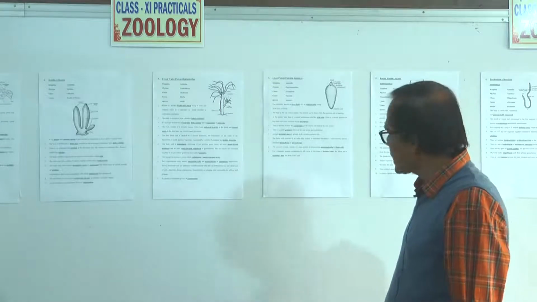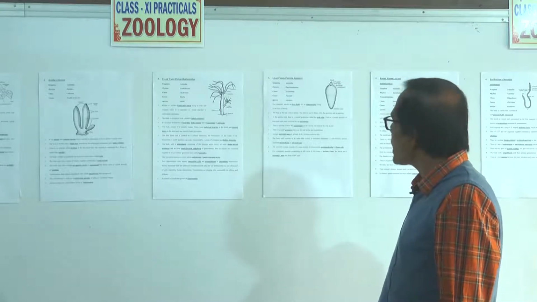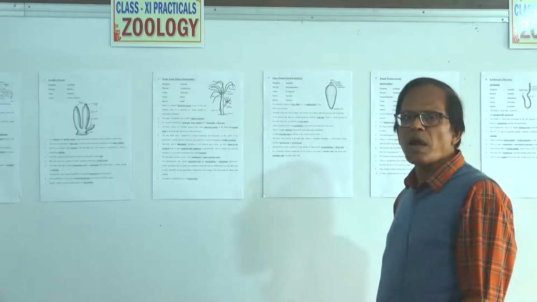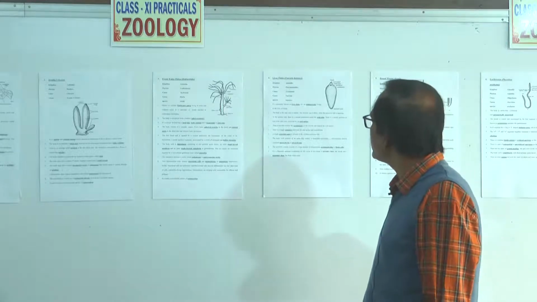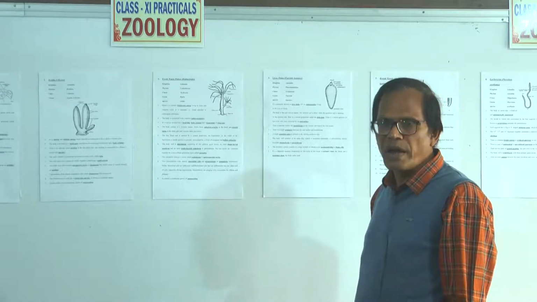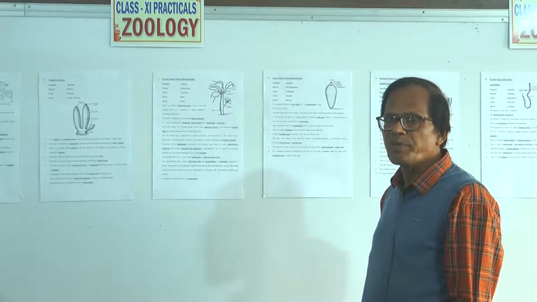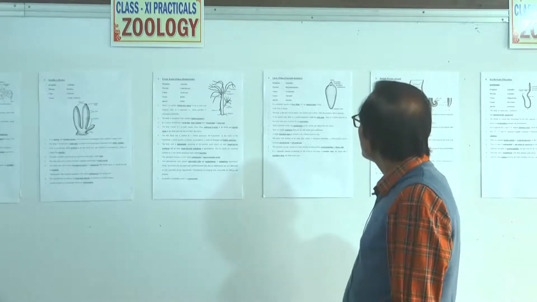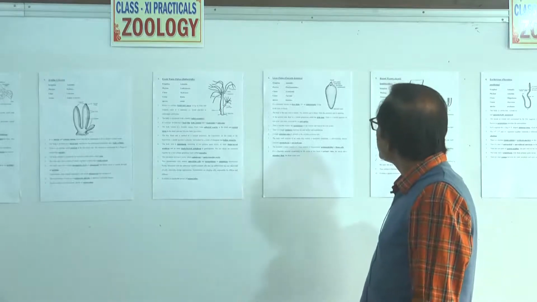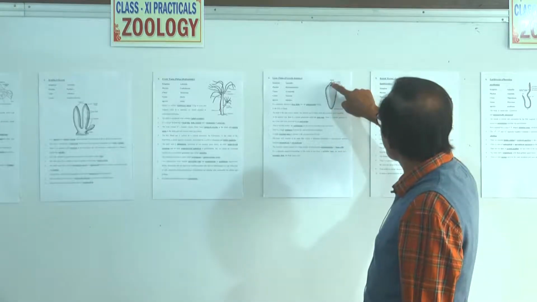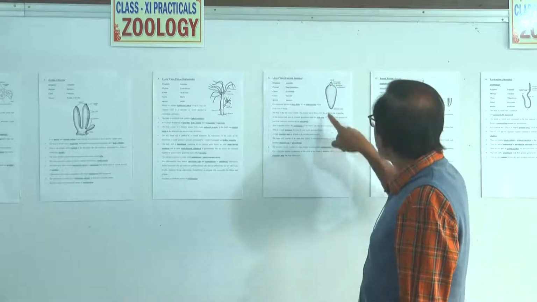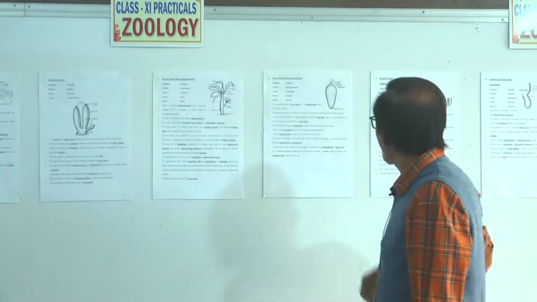Some of the important characters. It is commonly known as liver fluke, I have already mentioned. It is an endoparasite living in the liver of sheep. It is not a human parasite. It's a parasite of sheep, remember. The body is flat and oval in outline. The anterior end is blunt, while the posterior end is tapering.